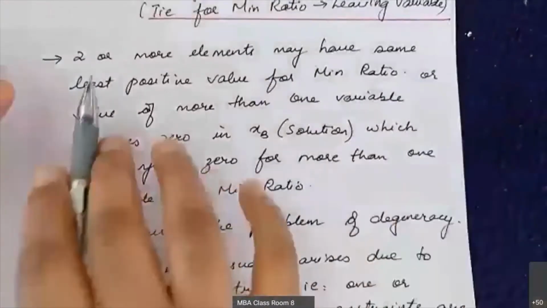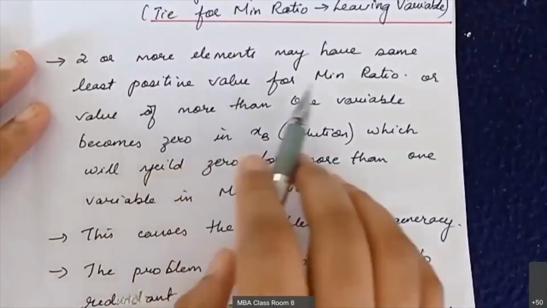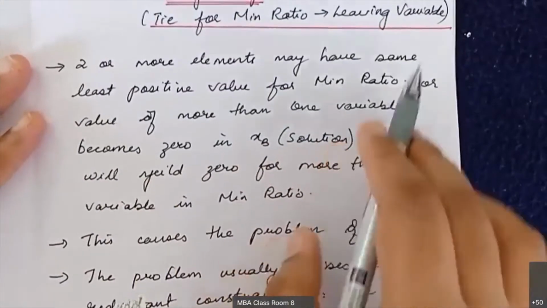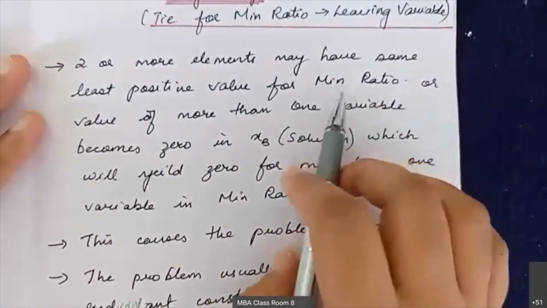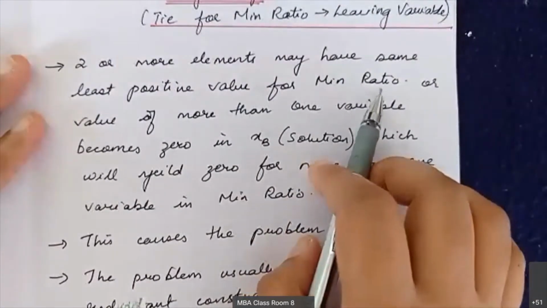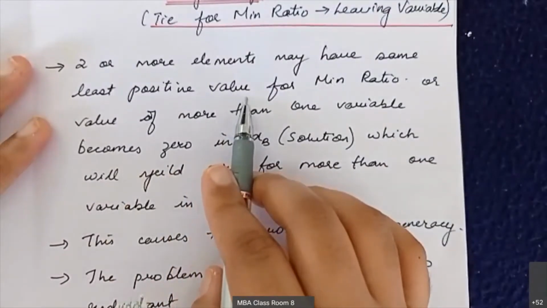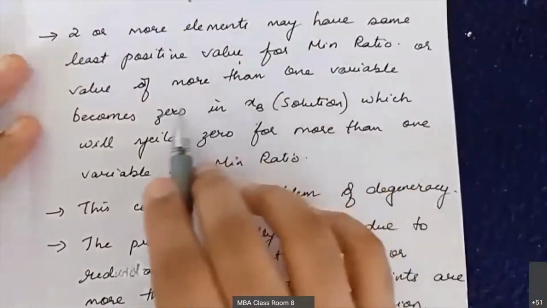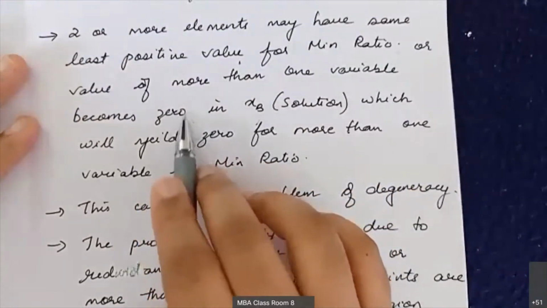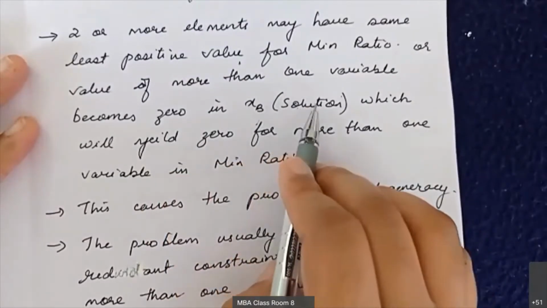Just read through. Two or more elements may have the same least positive value for the minimum ratio. We decide the leaving variable based on the minimum ratio, right? So when there is a tie in the minimum ratio between two variables and the two variables have the least positive value, then there is a tie. We have to decide which is going to be the leaving variable. In such cases, or when we have the solution as 0, how do we decide the minimum ratio? It is the solution divided by the key column, right?